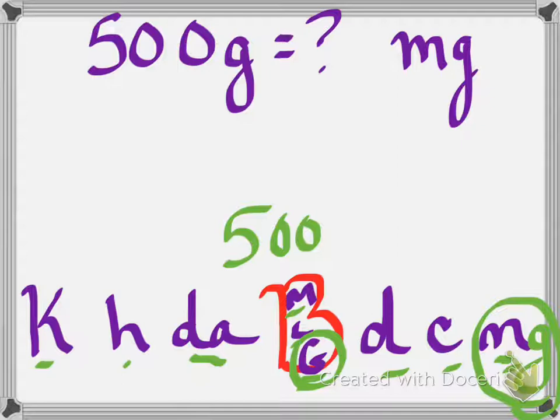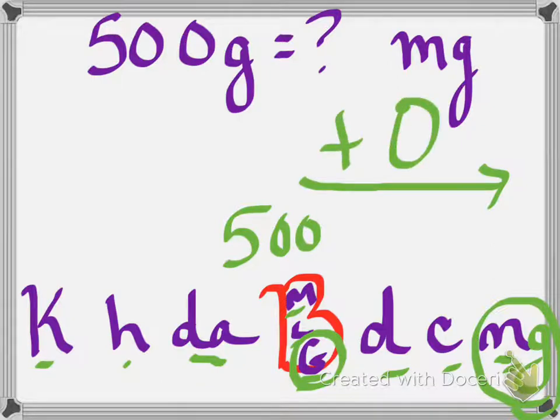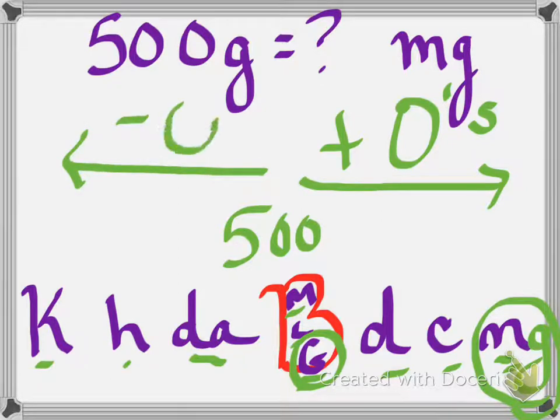Now, I'm going to stop you here and remind you that when you do bubbles to the right, you are adding zeros. But if you are doing bubbles to the left, you are actually subtracting zeros. Okay?